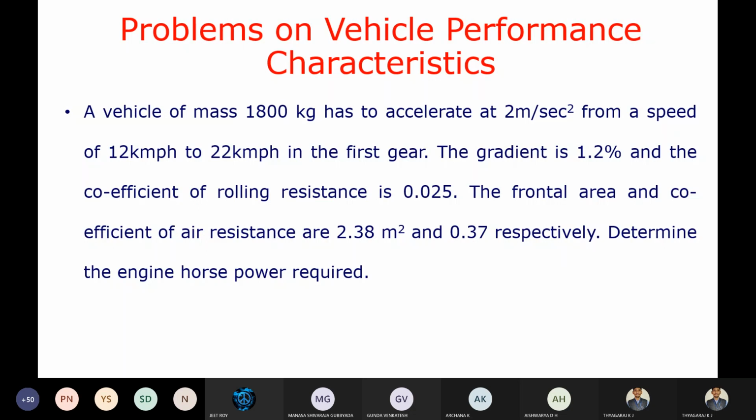The engine horsepower, which will be in terms of kilowatt or watt, will be converted to horsepower only. Horsepower, HP, is the unit of engine power. I think you all know that brake horsepower, HP, all those things. Is it clear? Yes, sir.